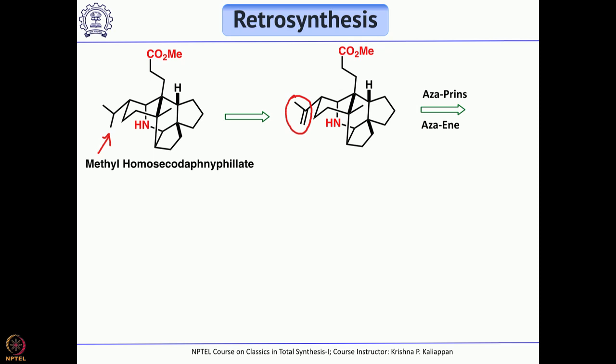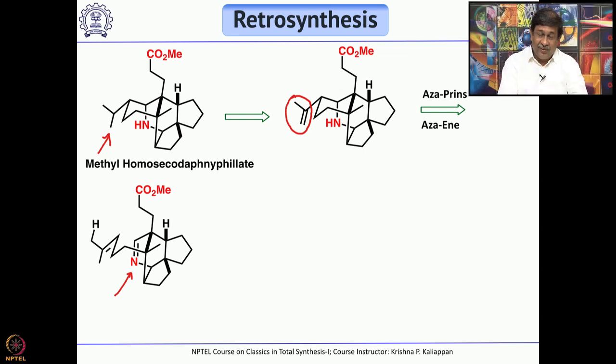What he thought was, the moment he introduced a double bond, then he can think about what we call the aza-Prins or aza-ene reaction. What is that? You can see here, if you have an imine, then you can think about carrying out an aza-Prins reaction or aza-ene reaction. So what will happen? This CH bond will come and this will attack here, attack the imine, and it will undergo cyclization to form a six-membered ring. Basically, what you have done in this retrosynthesis, you have removed one ring, and this ring is constructed via the aza-ene or aza-Prins reaction. And if you look at this molecule, you can see a cyclohexene, but with a heteroatom.